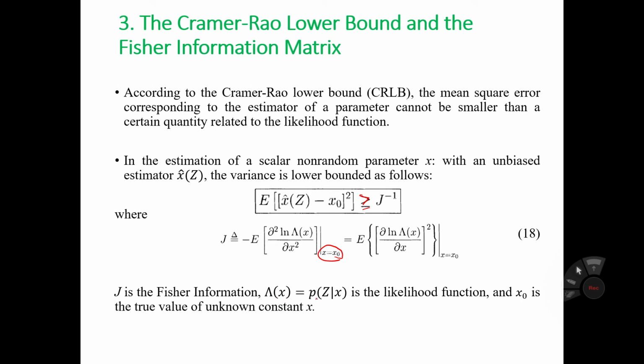The likelihood function lambda of x equals the conditional probability PDF of z given x, and x naught is the true value of the unknown constant x. So this is for the non-random parameter, like in the case of the maximum likelihood estimator.